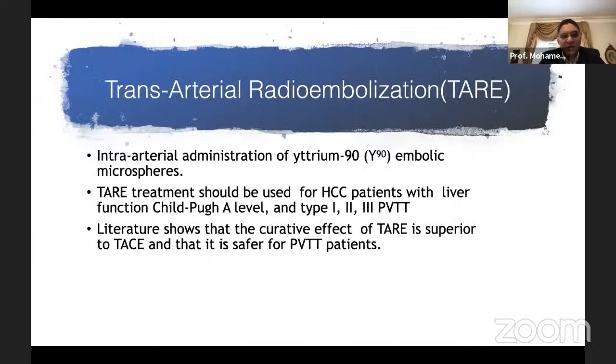TARE, transarterial radioembolization, is intra-arterial administration of yttrium-90 embolic microspheres. TARE treatment should be used for HCC patients with liver function Child A and type 1, 2, 3 portal vein tumor thrombus. Literature shows that the curative effect of TARE is superior to TACE and that it is safer for portal vein tumor thrombus patients.